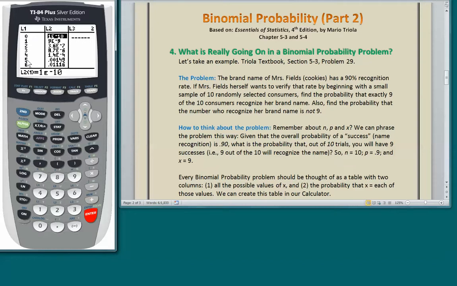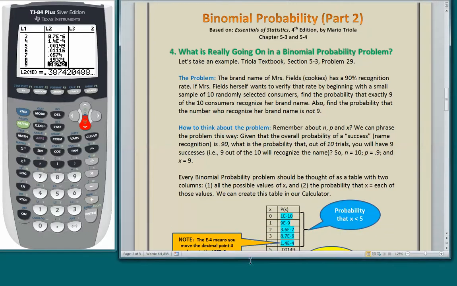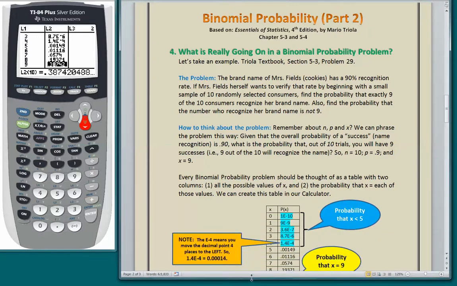Let's go on down here to 5. This says the probability that 5 of those people have heard of Mrs. Fields is 0.00149. Well, the number we were interested in was 9, so let's go down and look at 9. Here, this is 9 people recognize the name of Mrs. Fields, and the probability is 0.38742.